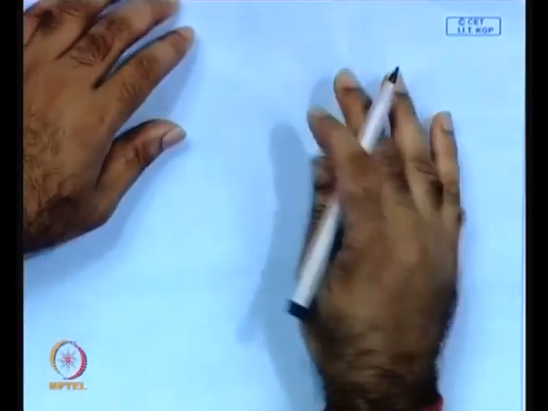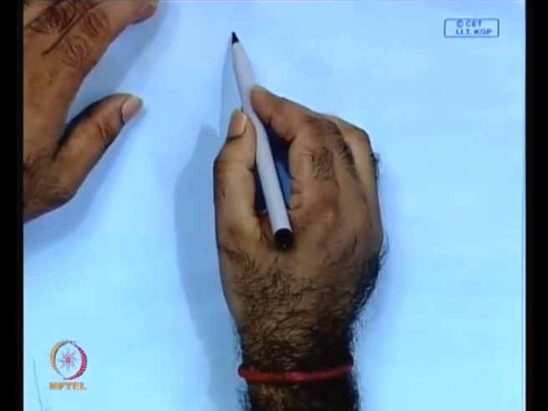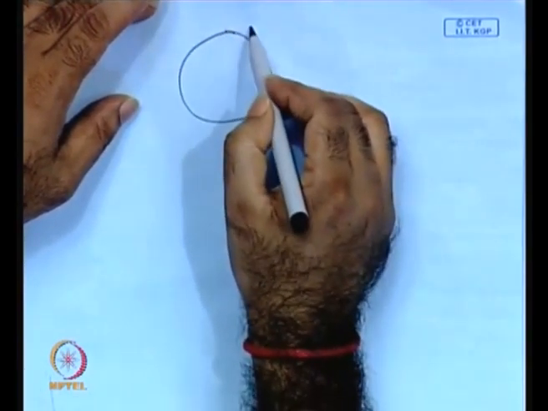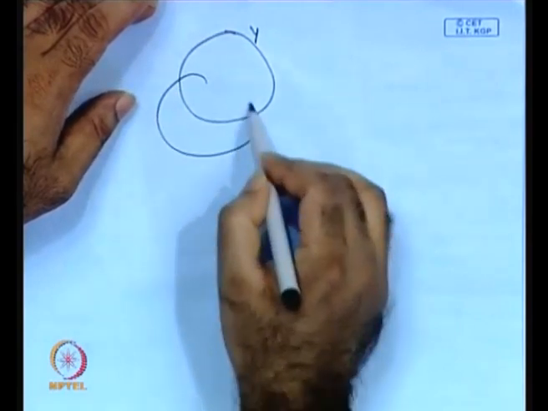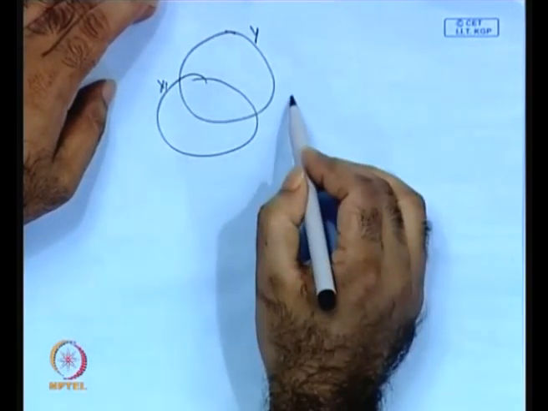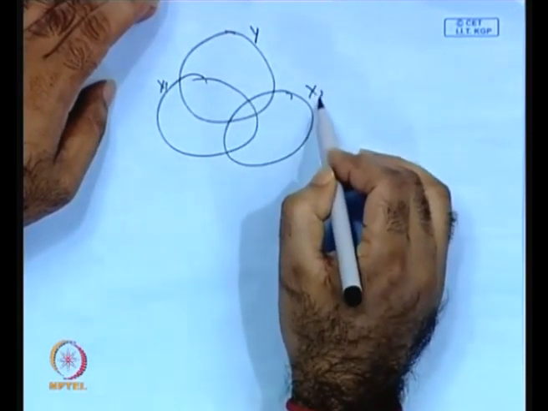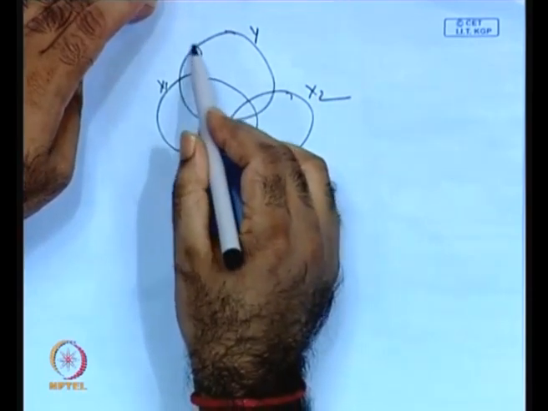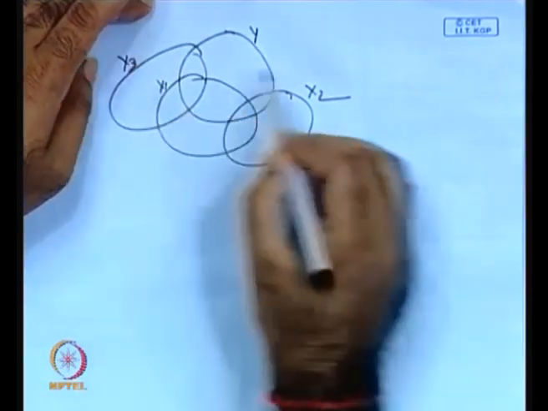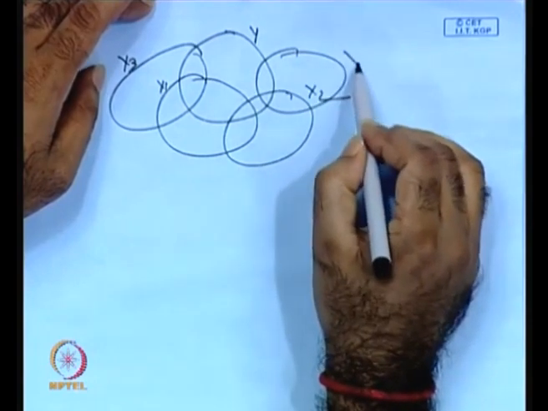So to what extent and in what context we have to look at these matters or consider this problem, that is what we have to take care of here. Now let's see. Our game plan is like this. This is y, and this is x1. This is x2, this is x3, and this is x4.